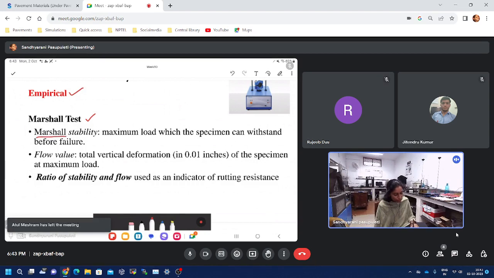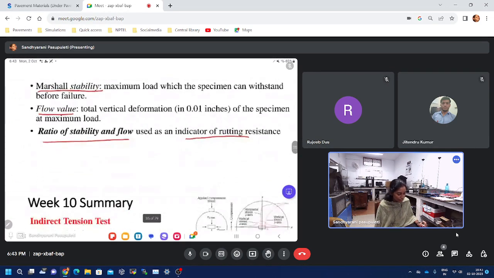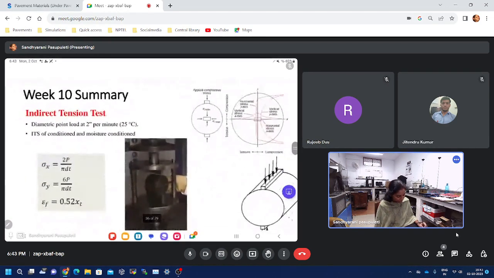Whatever output we observe here is one, the stability, and the other, the flow value. So we consider the ratio of stability to flow as the criterion. If I have two different kinds of mixtures, one will have a different ratio of stability to flow and the other will have another ratio. This is called the Marshall coefficient. This ratio is used as an indicator of rutting resistance. In addition to that, there is no other information from this empirical test.